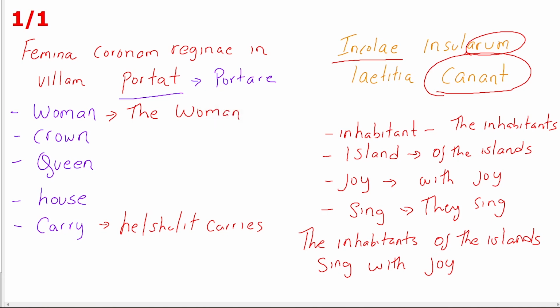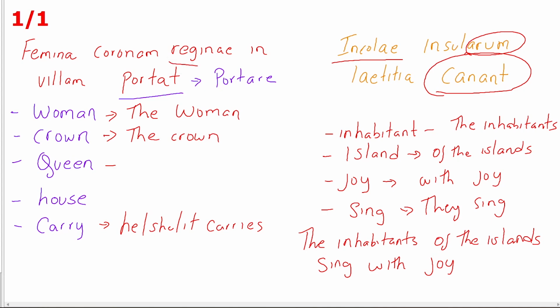Now corona. Okay, which case is corona? Accusative. And what does accusative tell us? It is the direct object. So here, the crown. Okay, then regine.